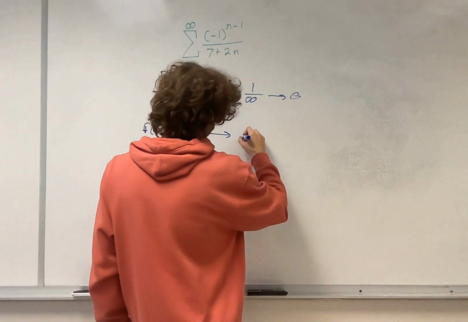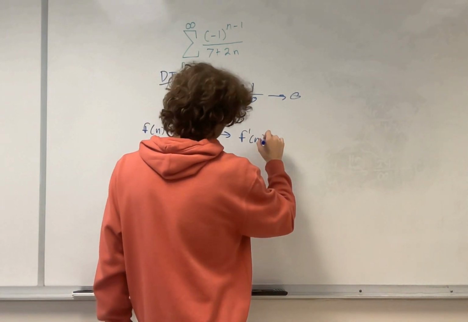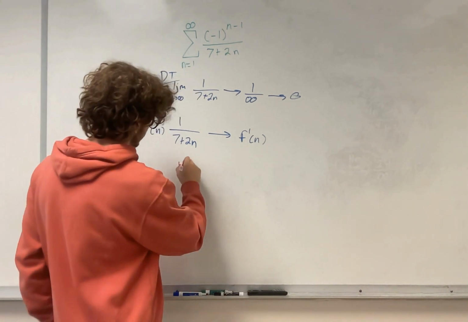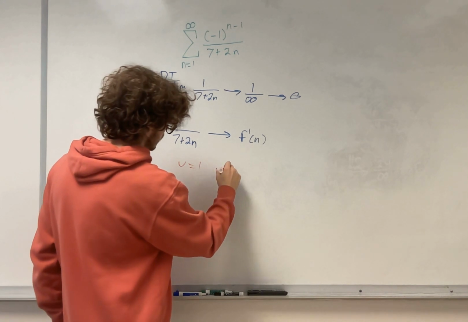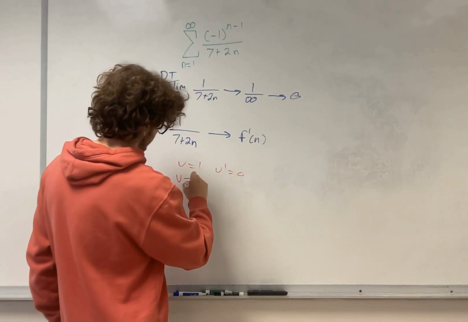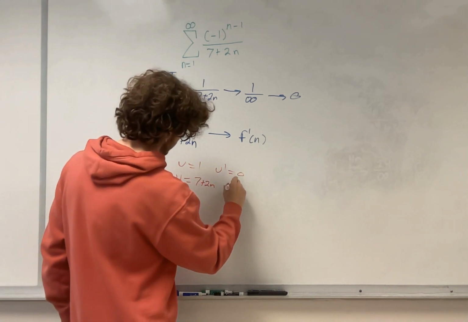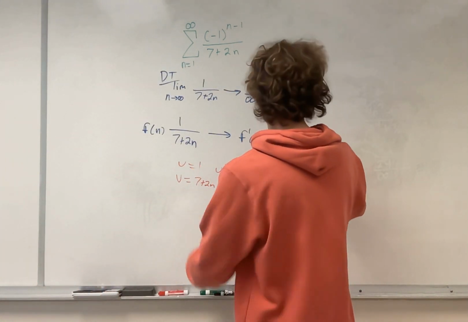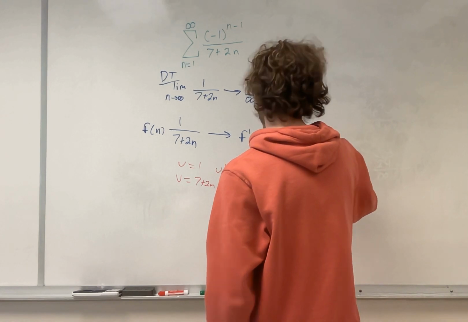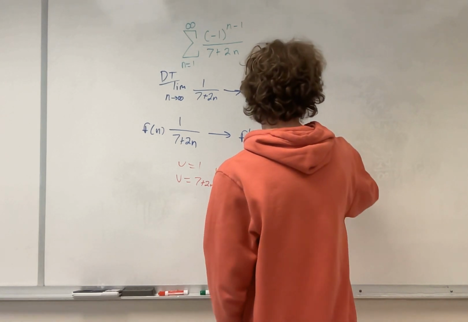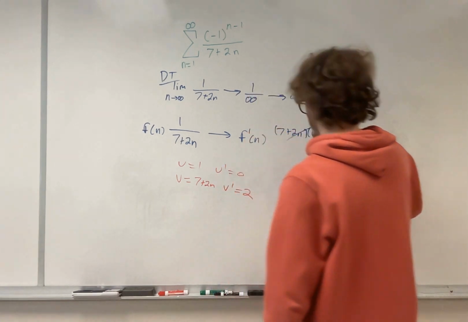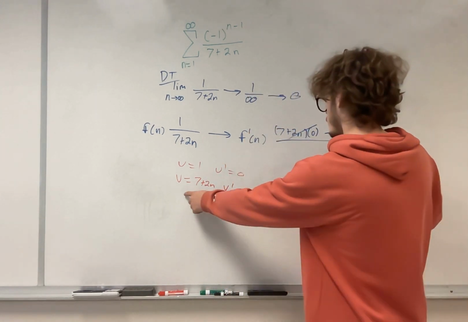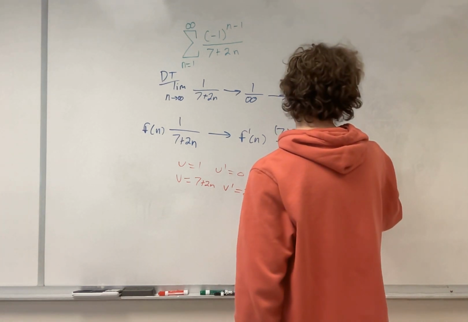Now just take the derivative of that, f prime of n, right? So this is a simple quotient rule derivative, so you just say, okay, u is equal to 1, u prime equals 0, v equals 7 plus 2n, where v prime is equal to 2. All right, remember it's v, so it's going to be 7 plus 2n times 0, so that cancels, minus 1 times v prime, which is 2 over v squared, so 7 plus 2n squared.